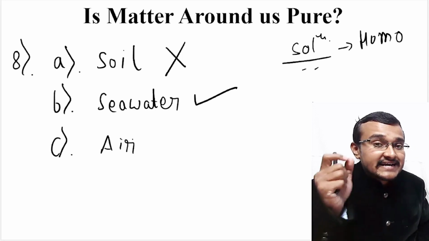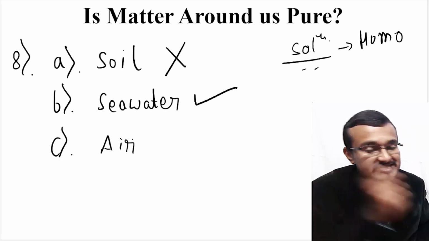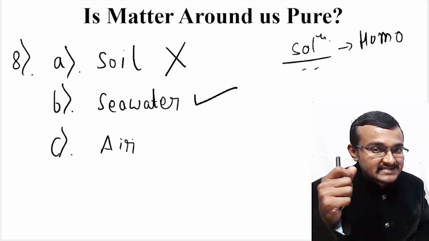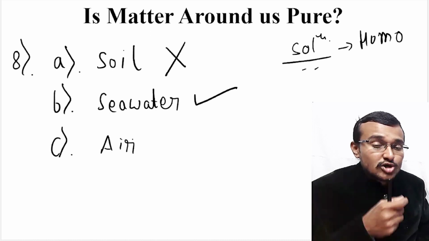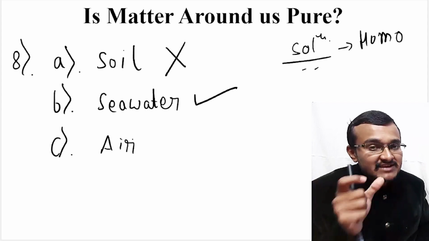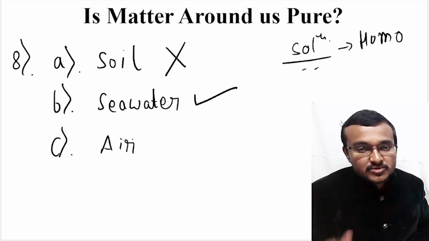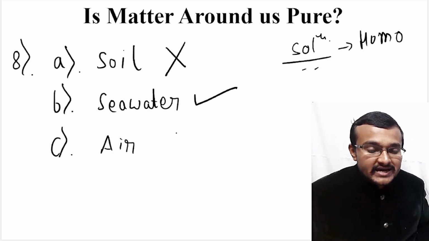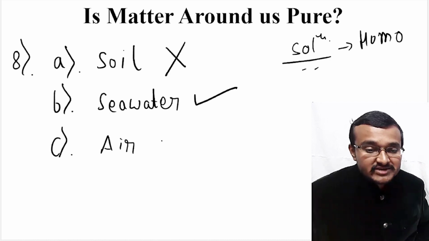So in air, 80% nitrogen gas will be there, and the remaining gases will be mixed in that particular nitrogen gas, that is oxygen, carbon dioxide and other noble gases. So all these other gases will act as solute and nitrogen gas will act as solvent. So there is a homogeneous mixture of these gases in this particular air. So air is also considered as a solution because it is forming a homogeneous mixture.